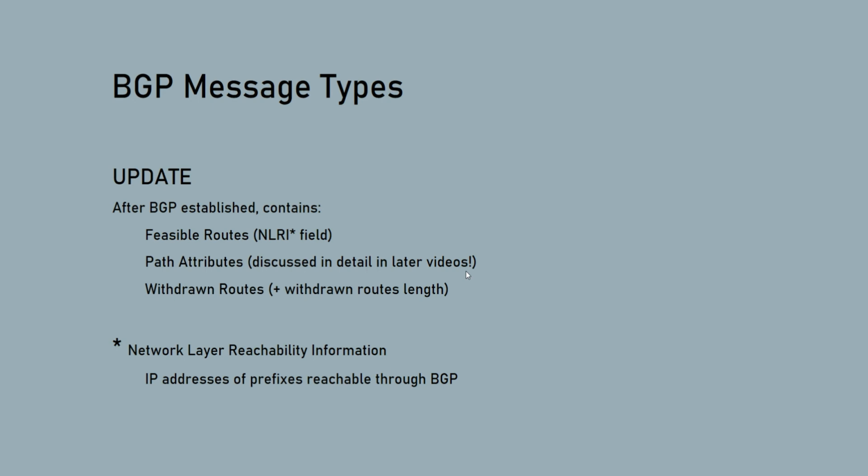An update message also contains path attributes. Path attributes include mandatory and non-mandatory attributes. We will discuss path attributes in detail, how we can configure them, and how path attributes affect the route selection in upcoming videos. An update message also contains withdrawn routes. Withdrawn routes can be for any reason. For example, a route is not reachable anymore, or a peer stopped advertising a route, then that will also come up as a withdrawn route in an update message.